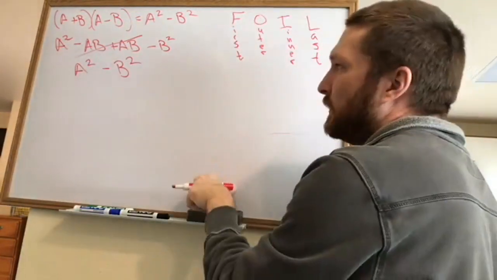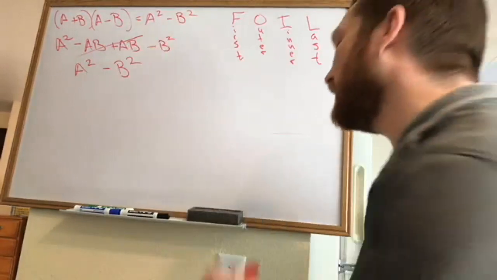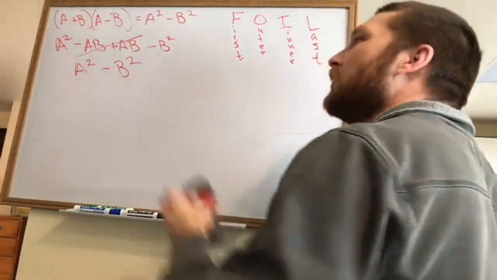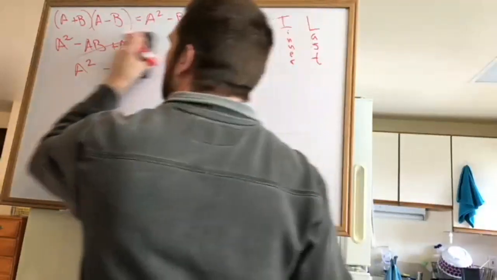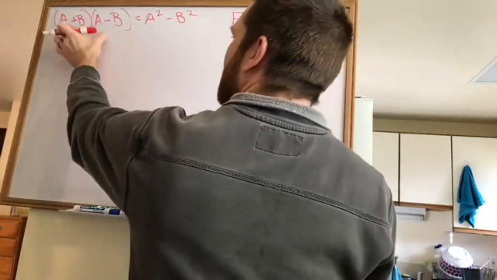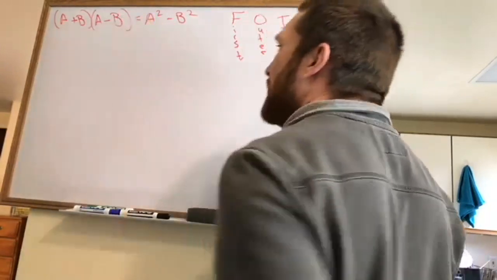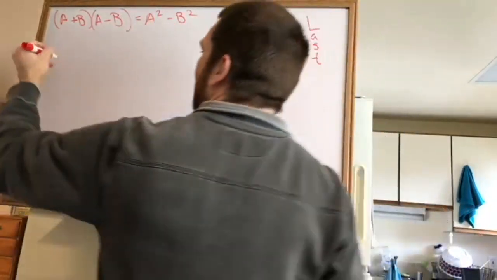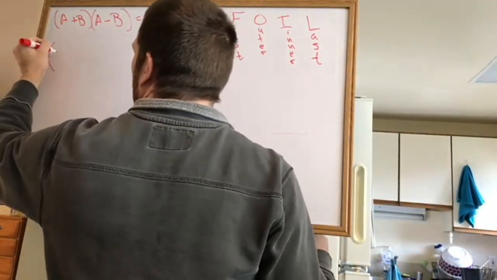And that's where the formula comes from. It comes from actually foiling this guy out. And so now what's nice about this is that if you recognize that you're in this scenario, you could just jump to the chase and do this. But in my head, this is how I like to think about this.